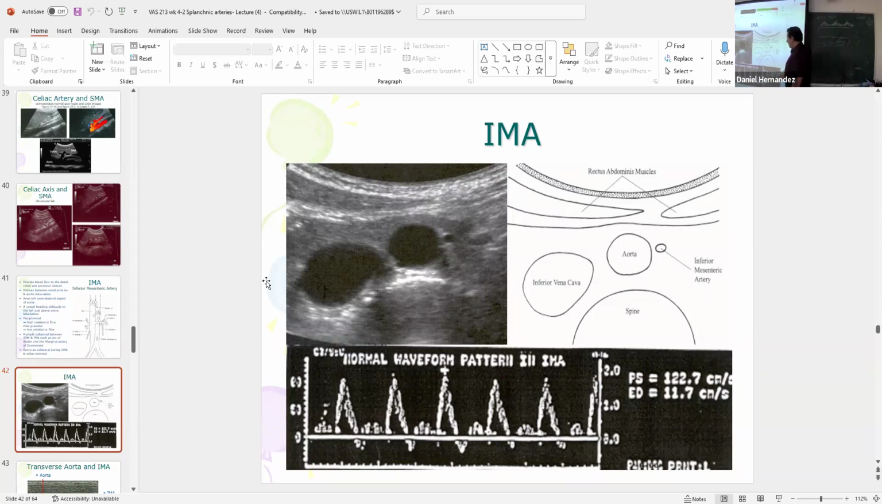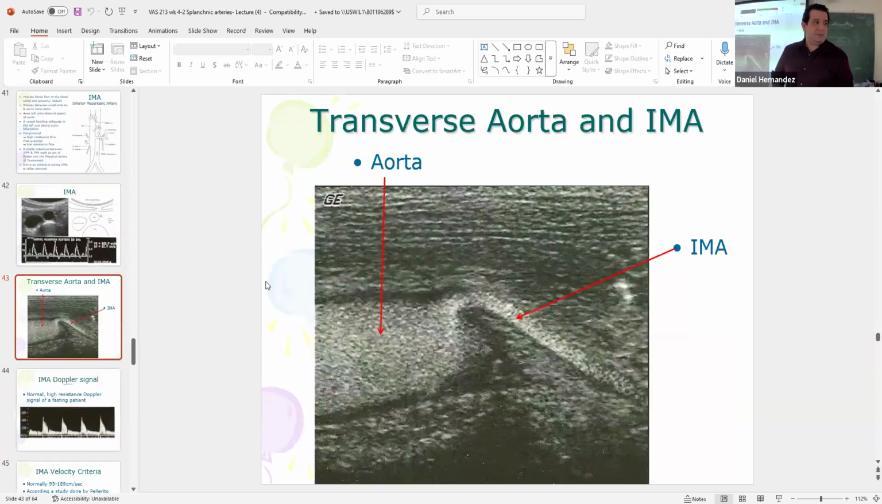So a nice fasting waveform, again, should be high resistance. This was with some contrast. Now, again, you can see that IMA as it comes off the aorta there, the left anterolateral aspect of the aorta.